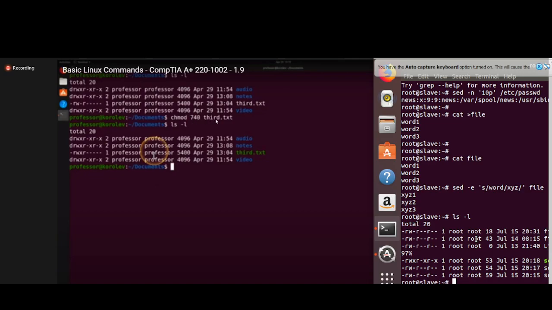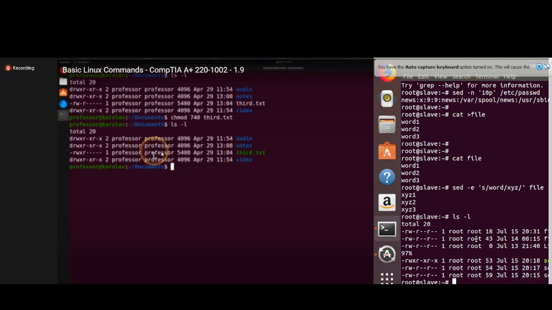So when you have written this command and you want to verify, in the IT field, when you write a command, you have to verify. So what I have done, is it executed or not, right? Now you can see here the third.txt file. You can see here RWX. Before that it had only read and write. So RWX, it also has the permission to execute this file.